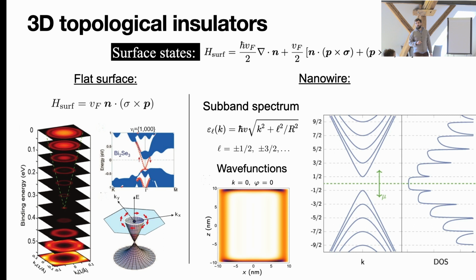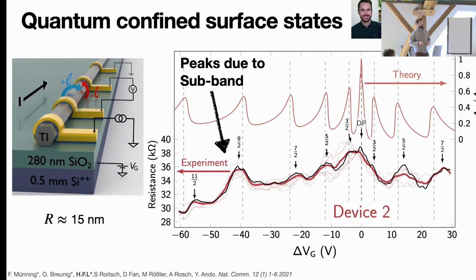And so that's why I get these half-integer angular momentum subbands. And we had a previous work, the last work of my PhD, with the Cologne guys, where we had a topological insulator nanowire. This is how they look. Well, not really. They're a bit more messy than this.